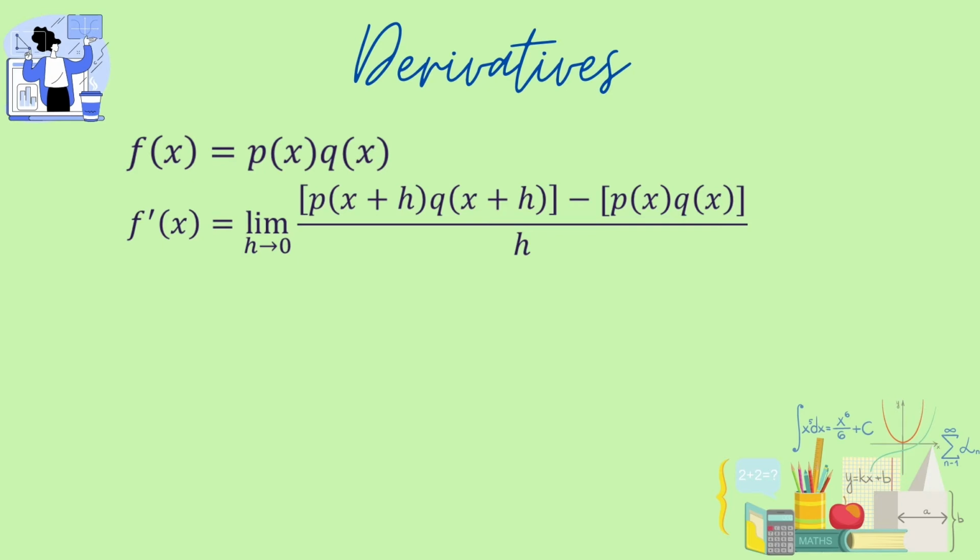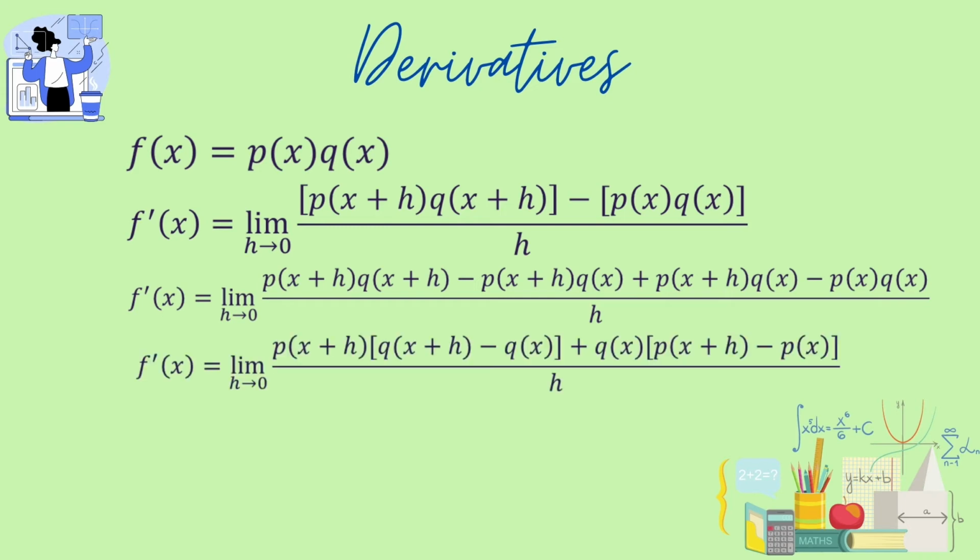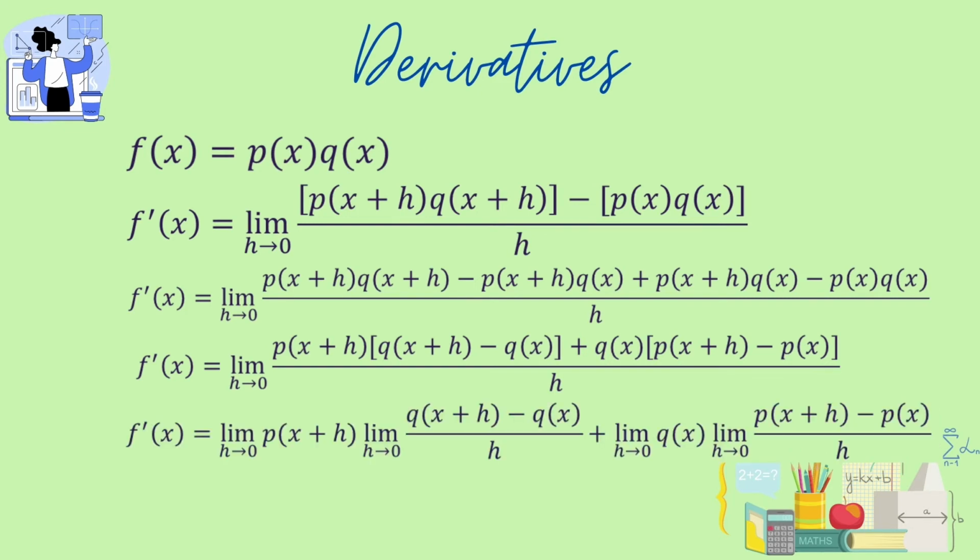Since there are only two terms in the numerator, and unlike in addition wherein we were able to regroup some terms, here we will be required to add and subtract a particular expression, which is p of x plus h times q of x. With these added terms, we can factor out p of x plus h and q of x. We can then apply the limit laws on product and sum of functions.